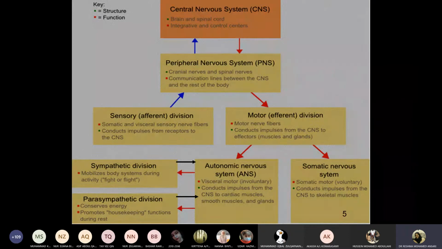So when the body tells you to put your hand into the fire, and then you remove it, the removing part is the somatic nervous system. The term somatic means body wall, so this is a voluntary nervous system. The other one is the autonomic nervous system, which is involuntary.